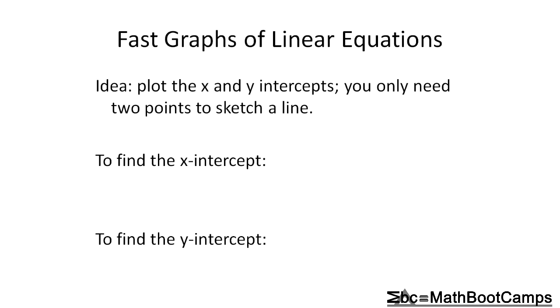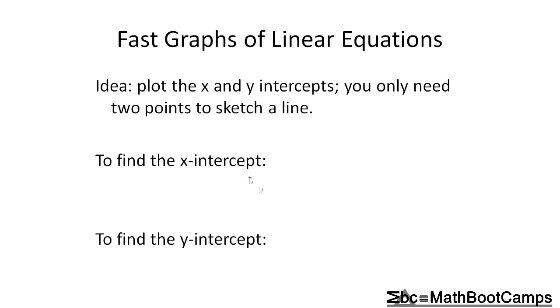Given any 2 points, you have enough information to sketch a line. My question to you is, why not use the 2 most important points to get a really accurate graph? Those 2 points are the x-intercept and the y-intercept. As a reminder, the x-intercept is where the graph crosses the x-axis, and the y-intercept is where the graph crosses the y-axis. How do you find these?